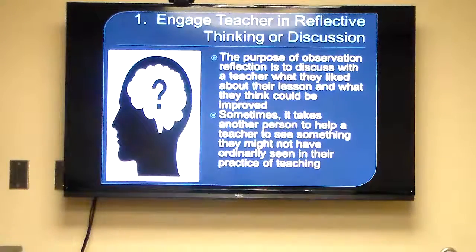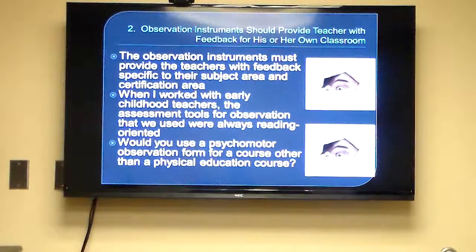So the purpose of an observation is really for the teacher to say what they liked, what they think could be improved. You need to create a culture where teachers feel comfortable saying that and understanding what that looks like. And it takes another person to help a teacher see something that might not have been there regularly in their teaching practice. The observation needs to be specific for that teacher in that classroom.